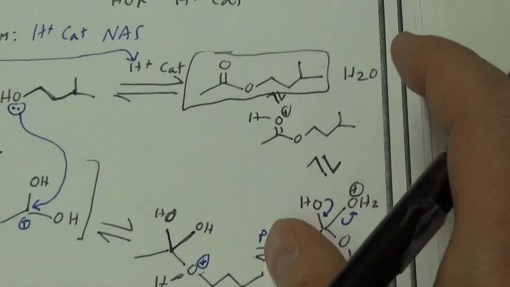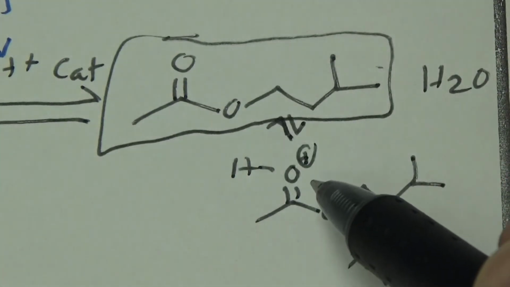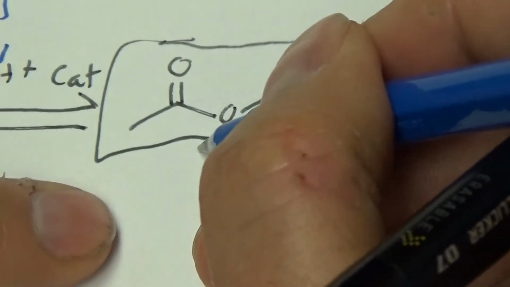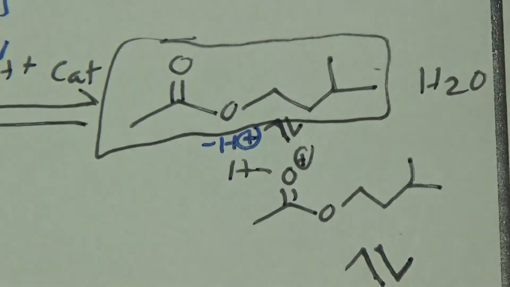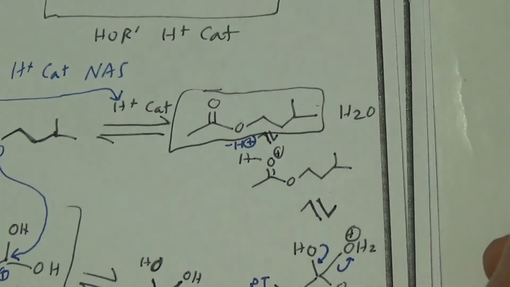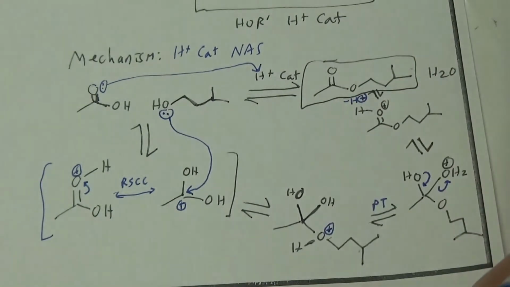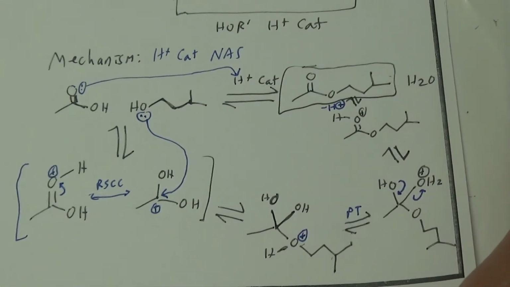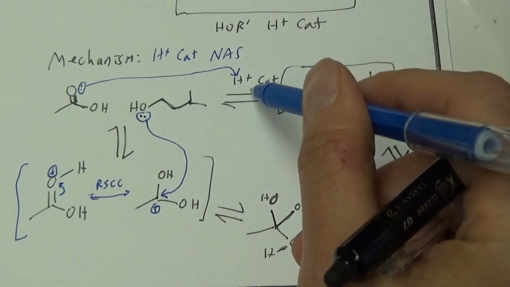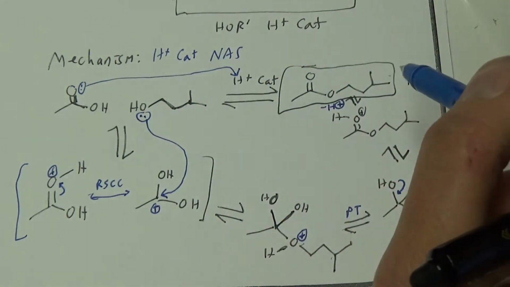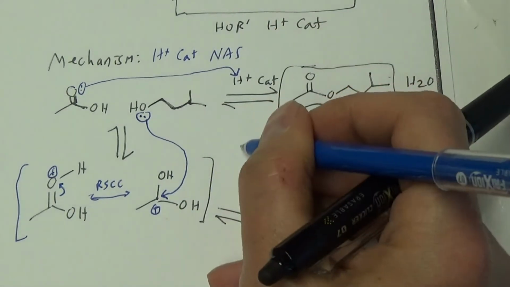And then the last step, of course, is what? What do I write? Minus H plus, because you lose a proton off there. So minus H plus. Probably best to draw this a little more spread out, but yeah, you can see the full mechanism. It's a nice mechanism. And that's how you go from a carboxylic acid plus an alcohol in the presence of catalytic acid to an ester and water. And this is the Fischer Esterification.